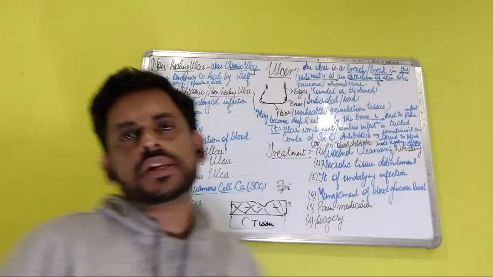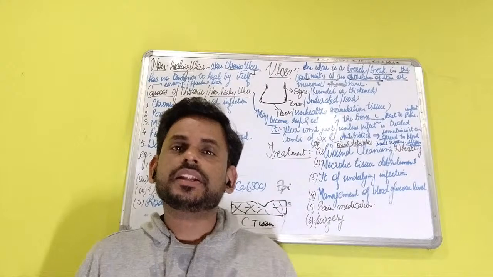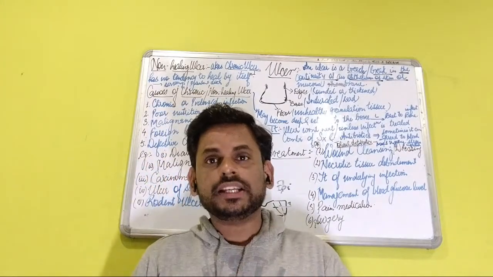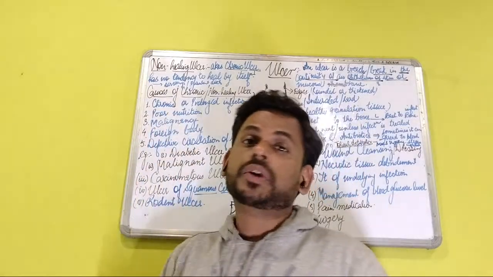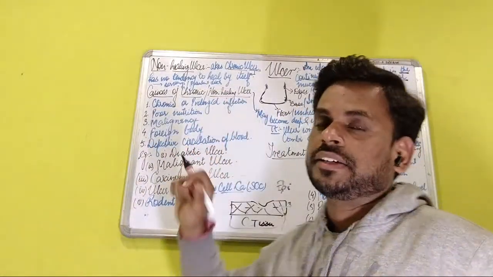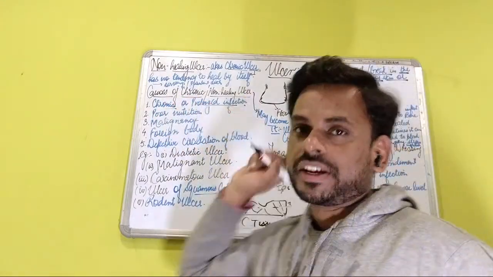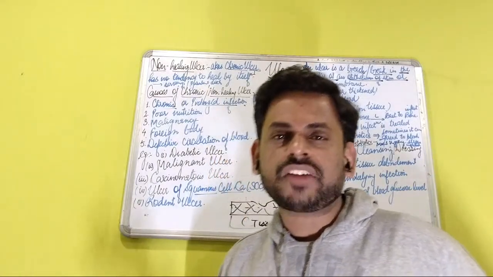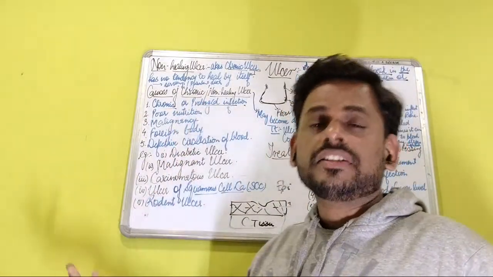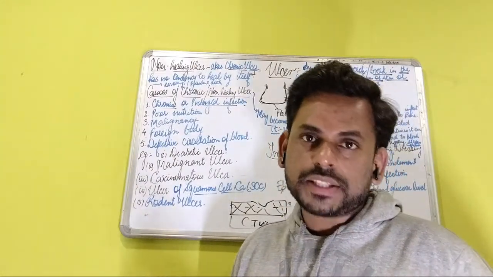Now, what are the causes of a non-healing ulcer? If an ulcer is present somewhere in the body and it is non-healing, what are the causes of having a chronic non-healing ulcer? The first important cause is a chronic or prolonged infection. If a long-term infection is there, and if that infection is not being controlled with medications, that can give rise to an ulcer.